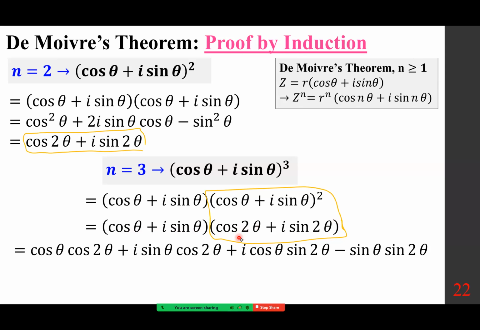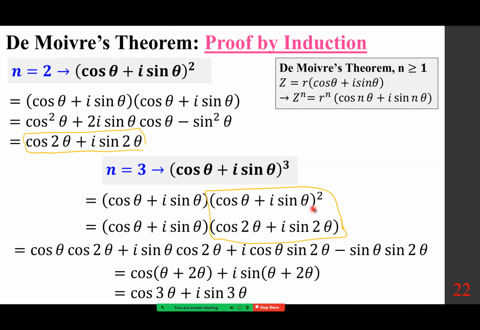You just do the foiling: cosine theta, cosine 2 theta, i sine theta, cosine 2 theta, these two with the i first, cosine theta, sine 2 theta. And then i and i is negative 1, or i squared, sine theta, sine 2 theta. And you have cosine of theta plus 2 theta, plus i sine of theta plus 2 theta, which makes it cosine of 3 theta plus i sine of 3 theta. So that's how you prove that. You continue with this for n equals 4. And that is the proof by induction.